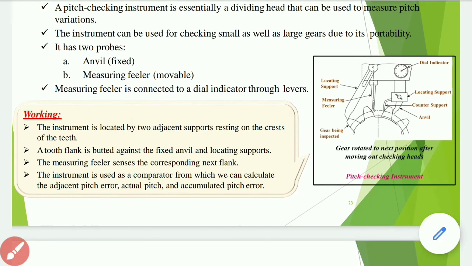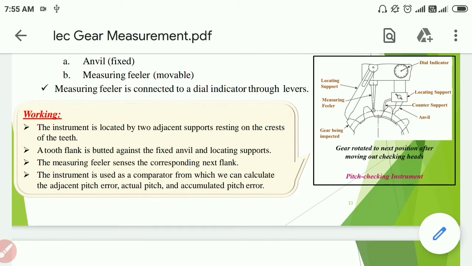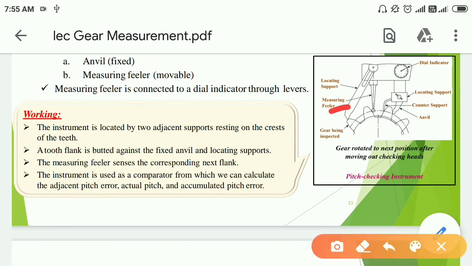Working: the instrument is located by two adjacent supports resting on the crest of the teeth. A tooth flank is butted against the fixed anvil and locating supports. The measuring feeler senses the corresponding next flank. The instrument is used as a comparator from which we can calculate the adjacent pitch errors, actual pitch and accumulated pitch errors.